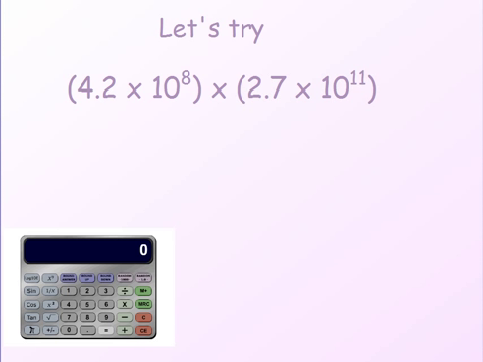Let's try another example. Here I've got 4.2 times 10 to the 8th times 2.7 times 10 to the 11th power. I'm going to take the time to rearrange my numbers. Because this is all multiplication, I can rearrange this so that I have 4.2 times 2.7, so that I'm multiplying my two coefficients, and I can multiply 10 to the 8th by 10 to the 11th.